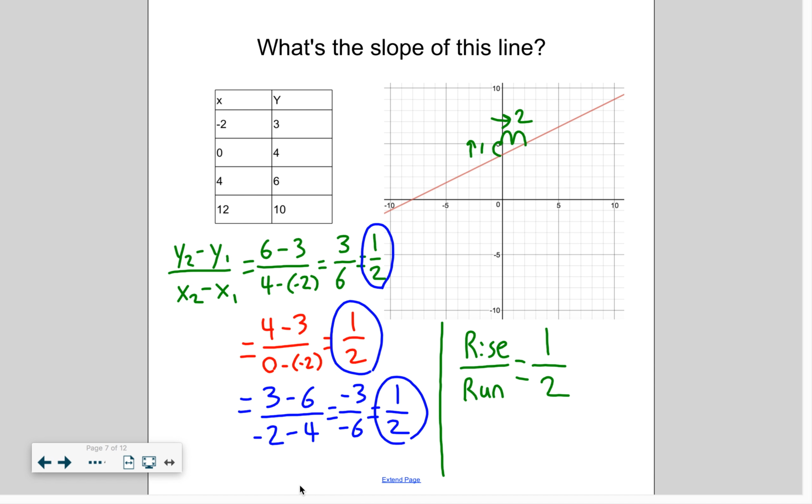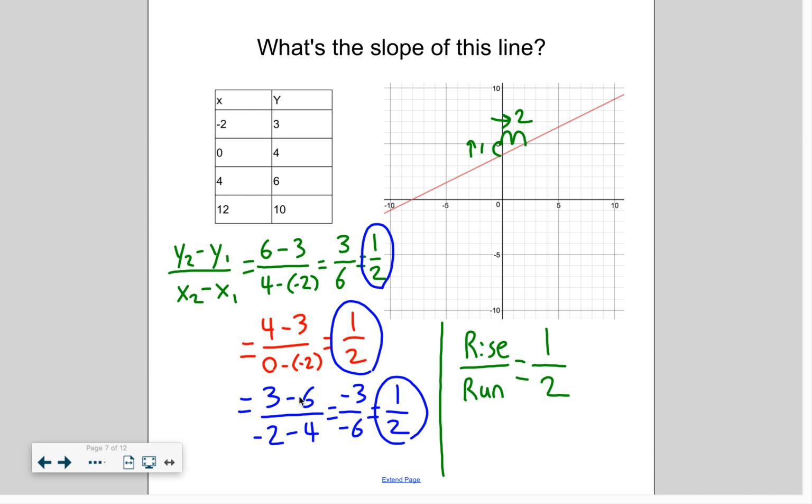Now, I showed you down here that you could do this slope in a multitude of ways. So in this red one, I took this point and this point. And so I said 4 minus 3 got me 1. I did 0 minus negative 2 got me positive 2. It's the same slope, right? Over here, I'm showing that you don't necessarily have to do 6 minus 3. You could do 3 minus 6, and that's fine, okay?